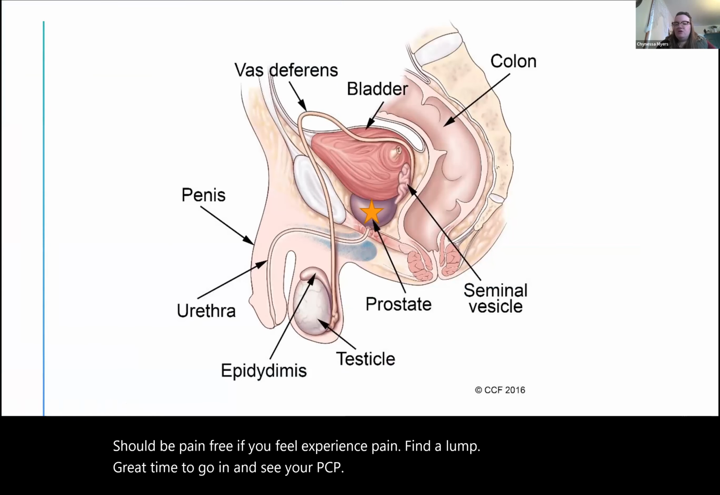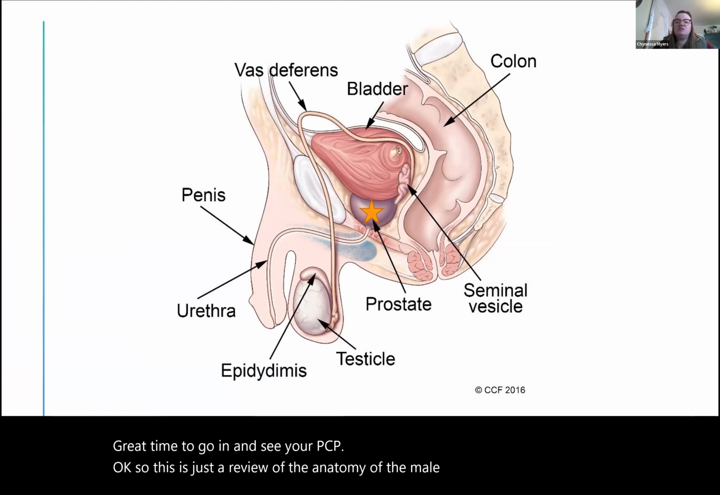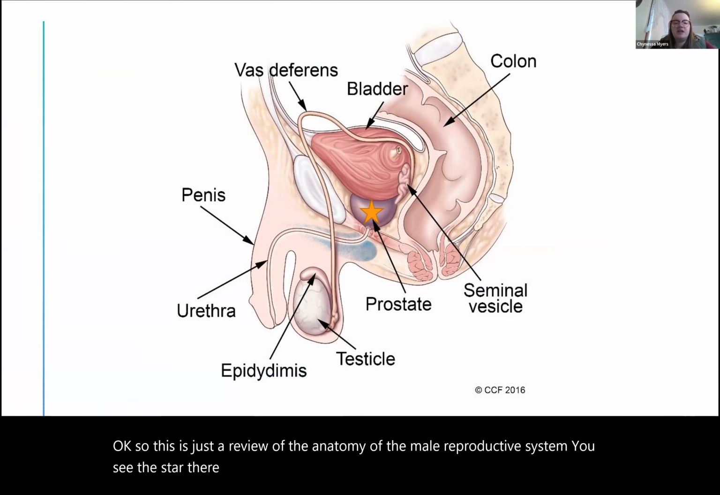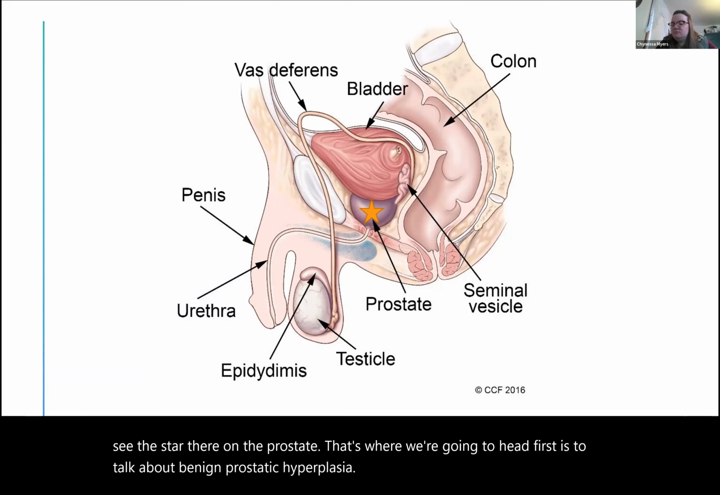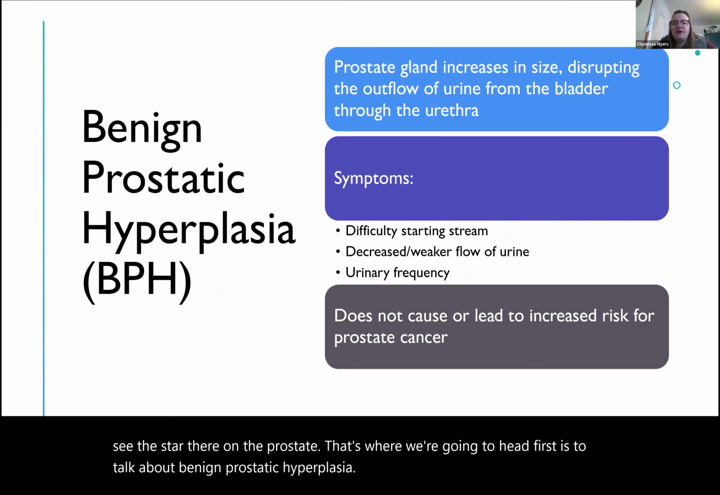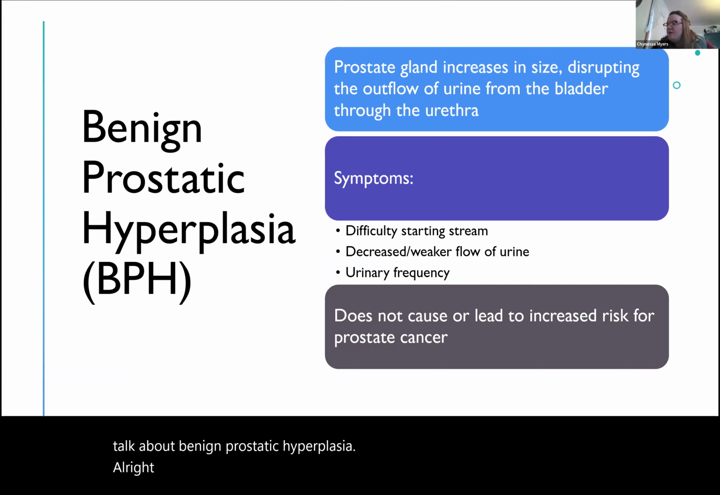Okay, so this is just a review of the anatomy of the male reproductive system. You see the star there on the prostate. That's where we're going to head first, is to talk about benign prostatic hyperplasia. All right, so benign prostatic hyperplasia. What do you guys know about this? Have you heard of this before?